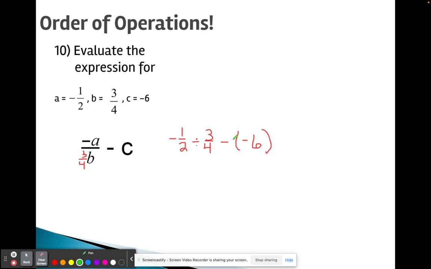Let me make a quick change here. Notice I have that minus and negative. We're going to change that to a big old plus. Now keep -1/2. Switch, divide to times. Flip 3/4 to 4/3. And now I have that big old plus. I'm going to add +6.